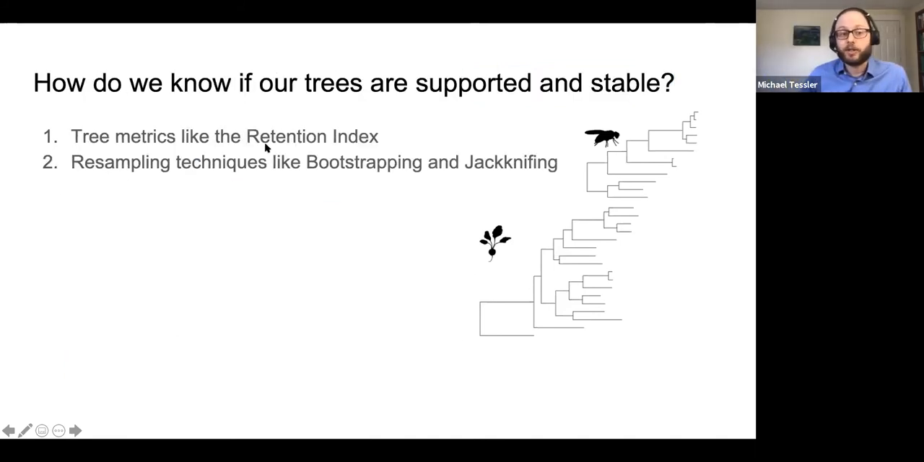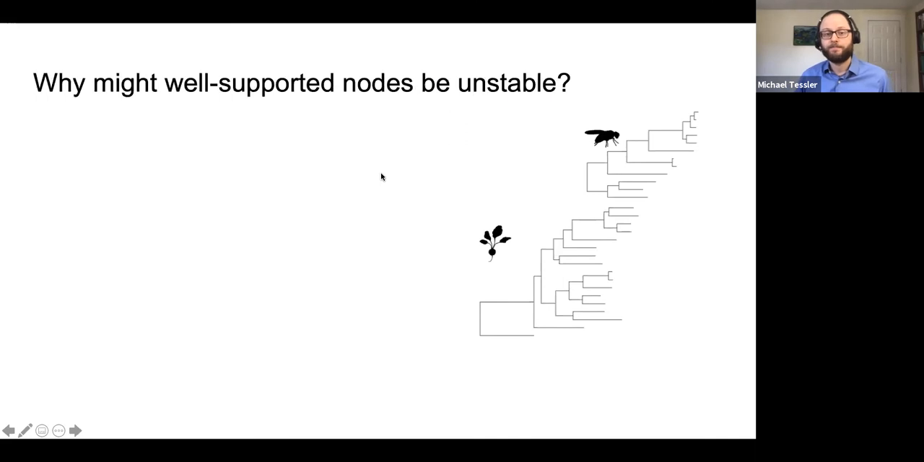And so people have looked at tree metrics like the retention index to assess the quality of a tree. People have used resampling techniques like bootstrapping and jackknifing, particularly bootstrapping, as we've been talking about, and posterior probabilities as ways to assess node level support. So why might well-supported nodes be unstable?